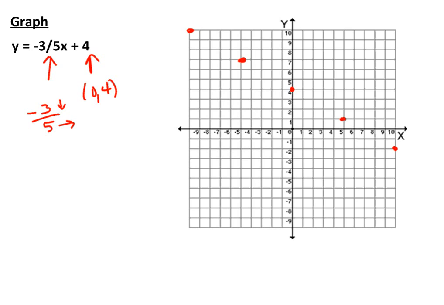So what I'm going to do now is just connect those. Make sure you don't forget to connect them. Sorry about that. Try to do the best you can. It's a little bit harder on the computer. Those should go through each of those points. And make sure you put arrows on, because a line does go on forever. Just because we're only graphing a 10 by 10 grid doesn't mean that it stops right there.